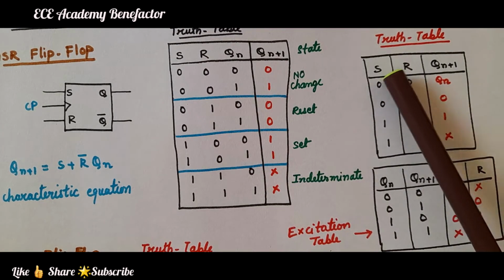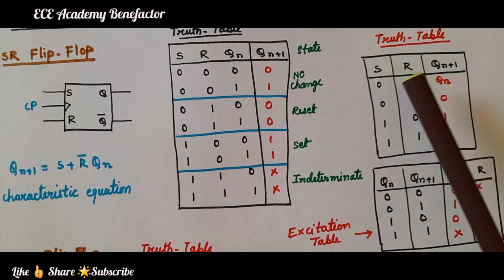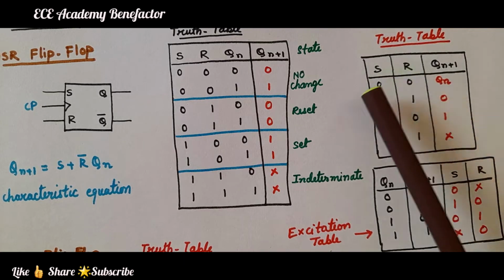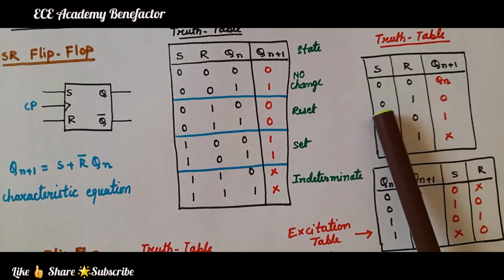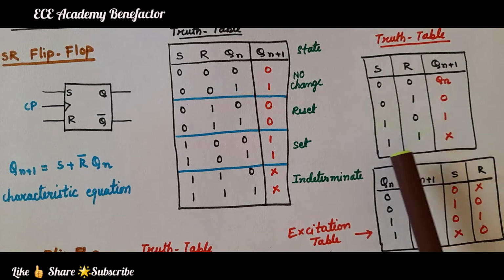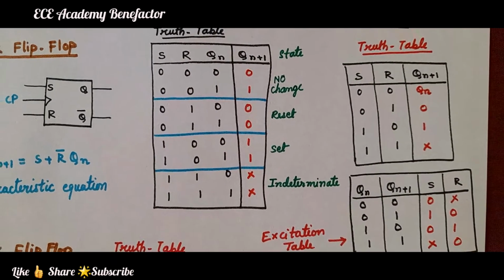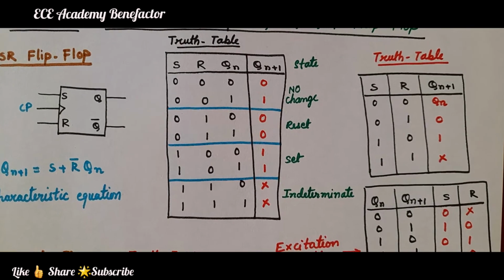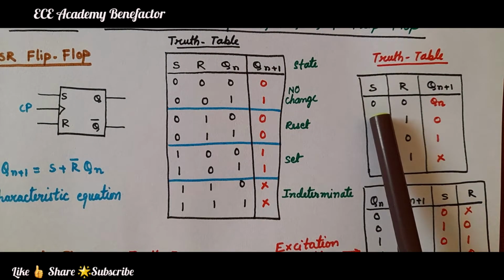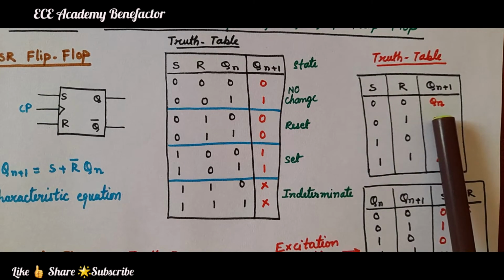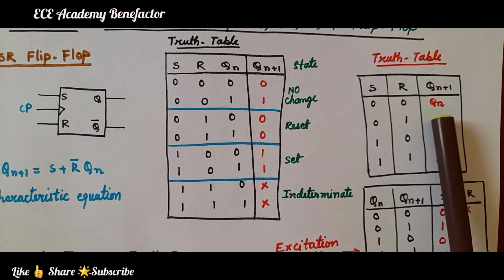We have taken two inputs, S and R, so 4 combinations: 0 0, 0 1, 1 0, 1 1. Okay. So, for 0 0, no change. No change is symbolically represented by Qn. Whatever is Qn, that value will appear here.